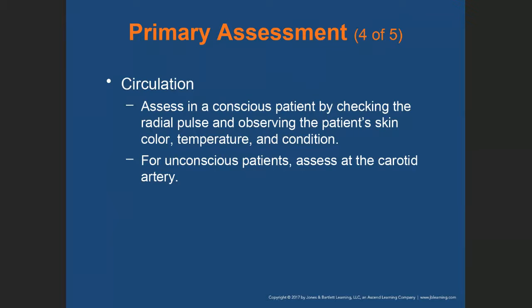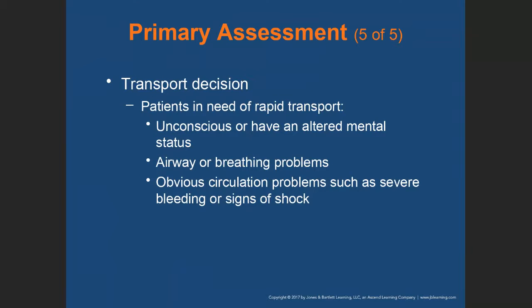Circulation: assess in a conscious patient by checking the radial pulse and observing the patient's skin color, temperature, and condition. For unconscious patients, assess at the carotid artery. These are things we should know at this point.